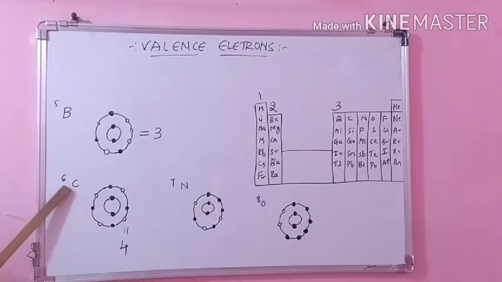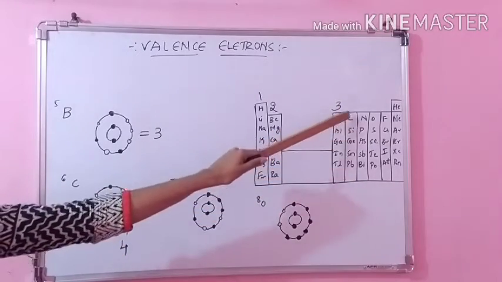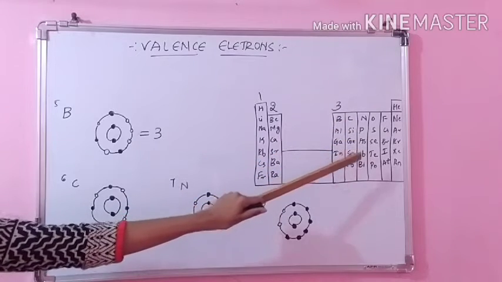Again in this case also it is not particular to carbon only, it is the same for all the elements of that group, that is carbon, silicon, germanium, tin and lead.